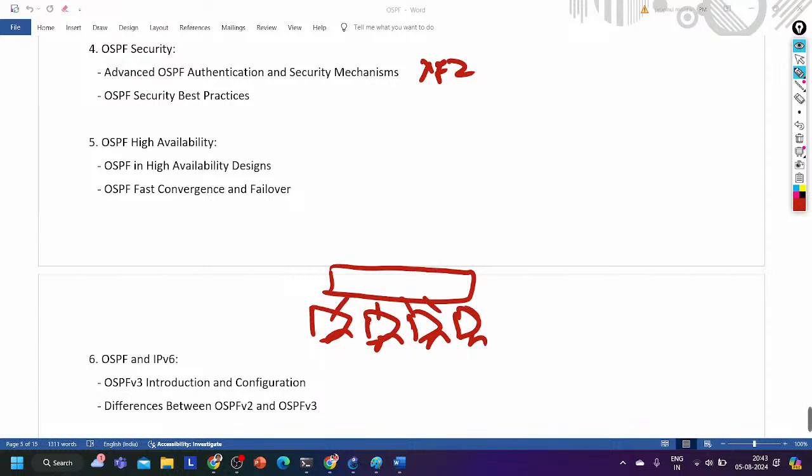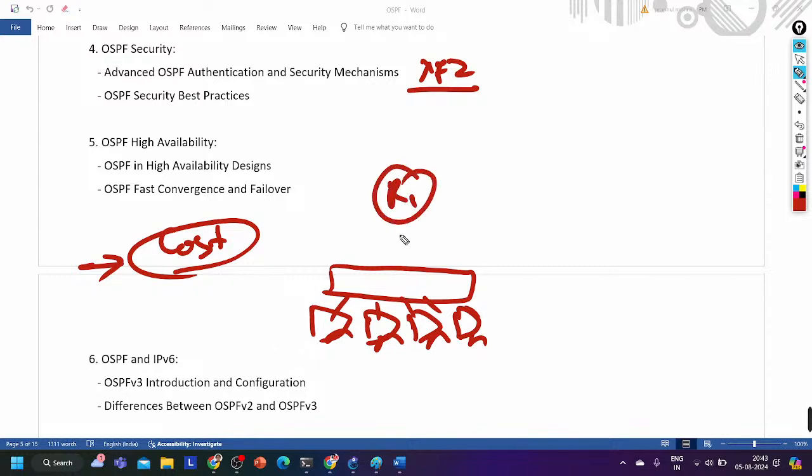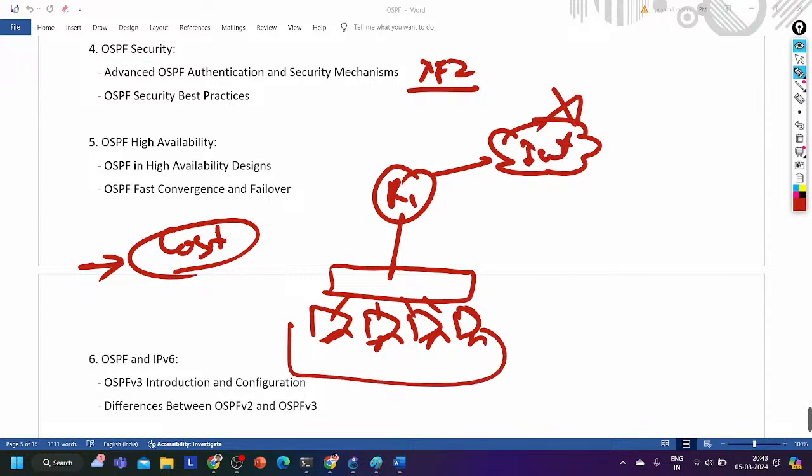This is the requirement. But the main priority of this company is cost. This company is not interested in investing lots of money in network infrastructure, right? So for this company, availability is not the priority. Priority is cost. This company can manage network downtime, right? So here I can use a single router and connect it to the internet. Still we have an issue: if the ISP goes down, users cannot access the internet. But as the priority is cost, this company can manage it.